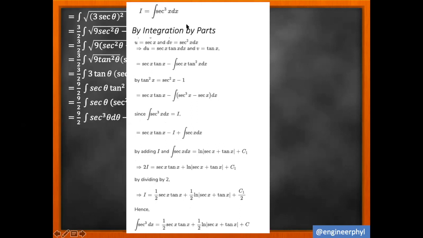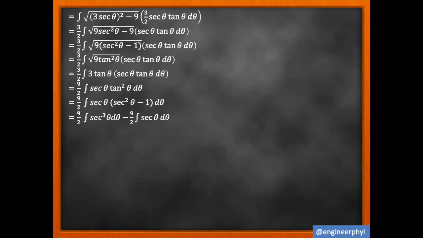Okay, so this is theta, but in our solution here, we have utilized x. So the integral of secant cube x dx is equal to 1/2 the product of secant and tangent plus 1/2 the ln of secant plus tangent. So we utilize this formula here. So the integral of the first term, utilizing integration by parts, is 1/2 secant theta tangent theta plus 1/2 the ln of secant theta plus tangent theta.